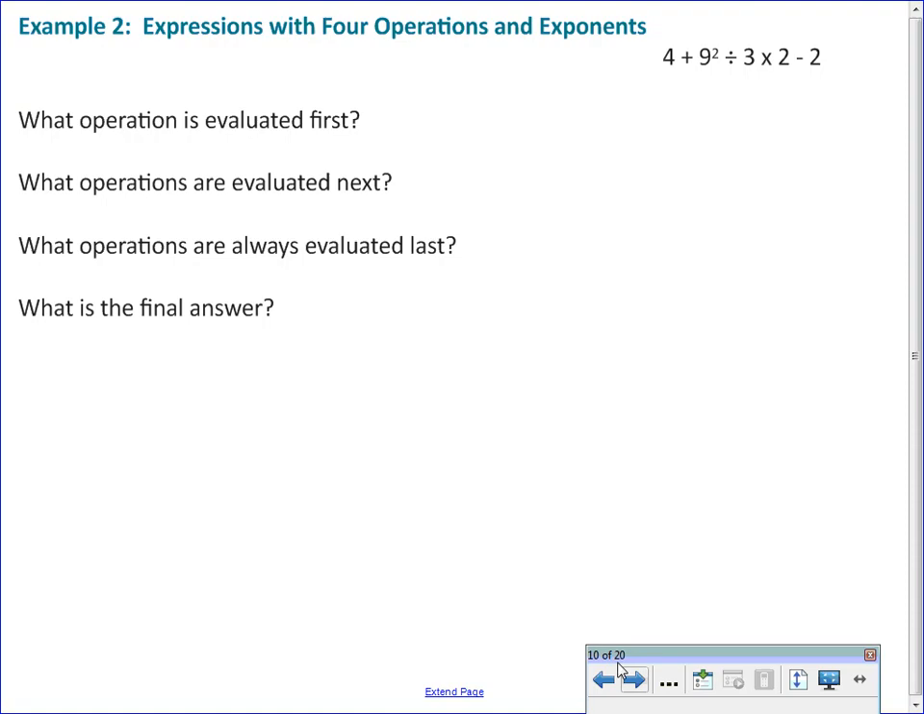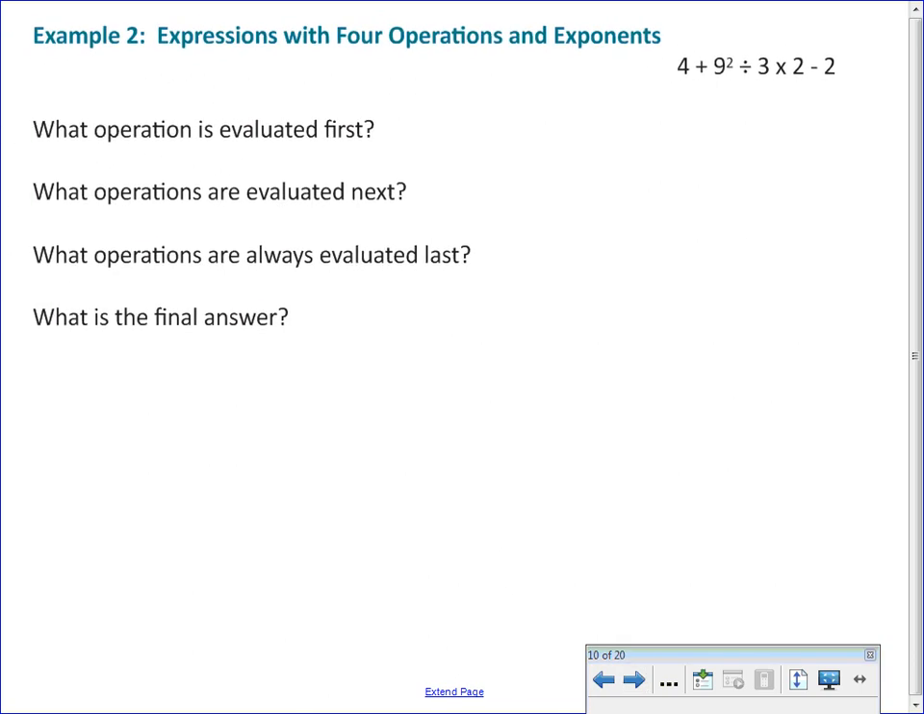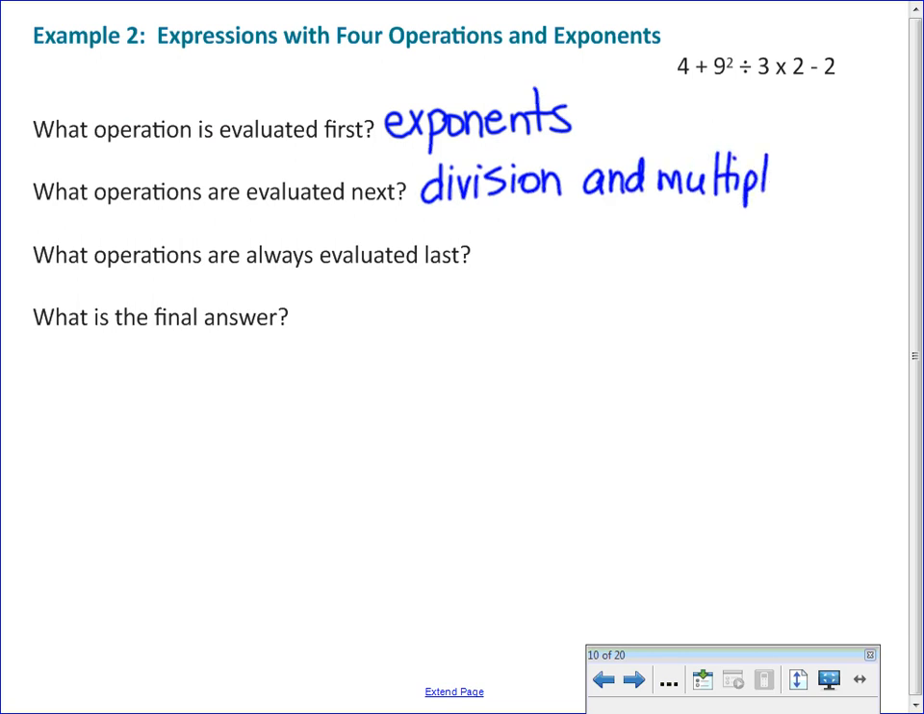So in this example, what would we do first? The exponent. Very good. Then what do we do next? What operations go next? Multiplication and division. Left to right. What are always last? Addition and subtraction.